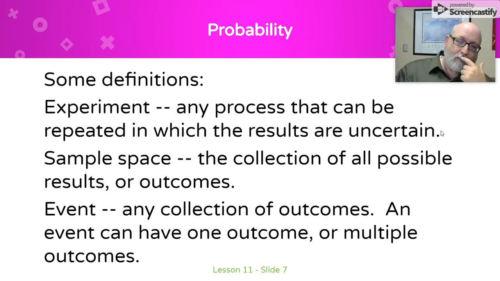Some definitions. Experiment: any process that can be repeated in which the results are uncertain. Sample space: the collection of all possible results or outcomes. Event: any collection of outcomes. An event could have just one outcome or multiple outcomes.